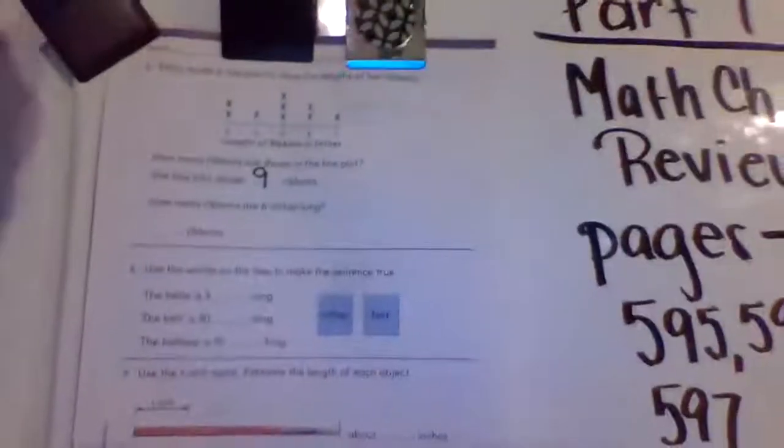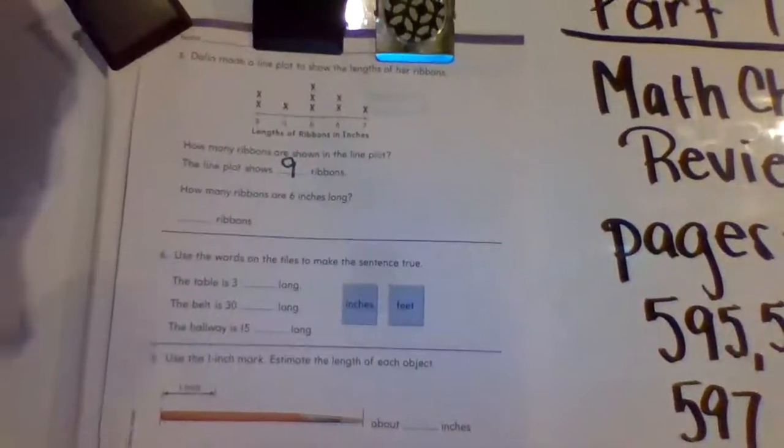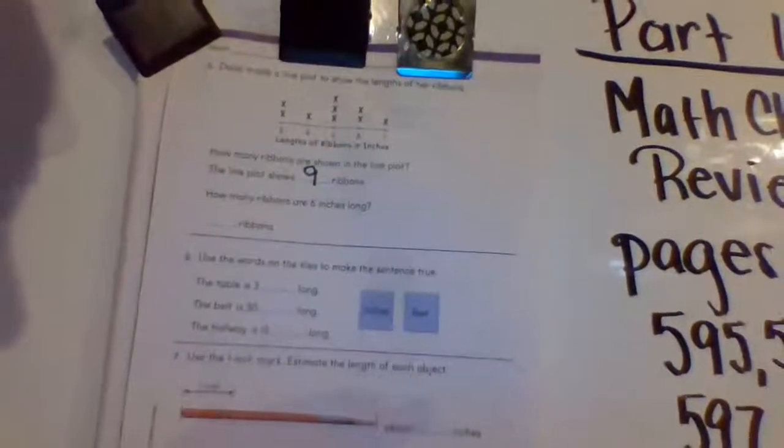Now they want you to look at specifically how many ribbons measured 6 inches long. So go to the 6 and count how many X's are over the 6. I'll give you a minute. Very good. There's 2 X's over the 6, so that means that there are 2 total ribbons.